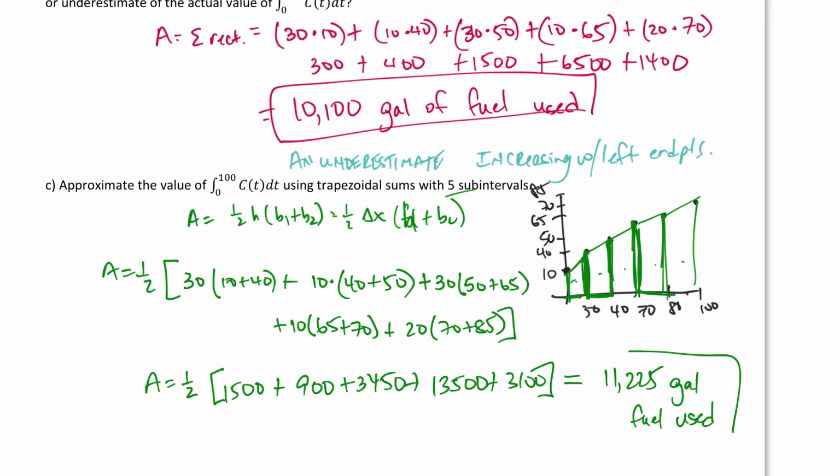Remember, we said the other one was an underestimate. This is more of a better, closer estimate. And yes, since it was an underestimate, this value should have been greater, and it was. So we did it correctly.